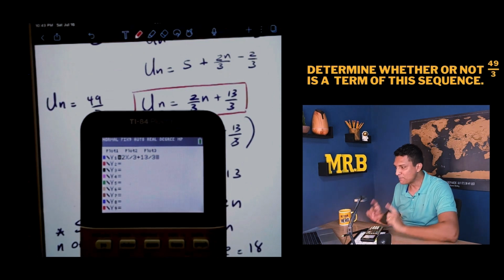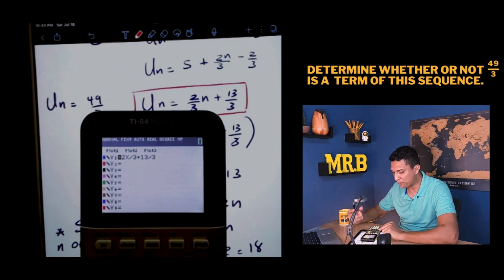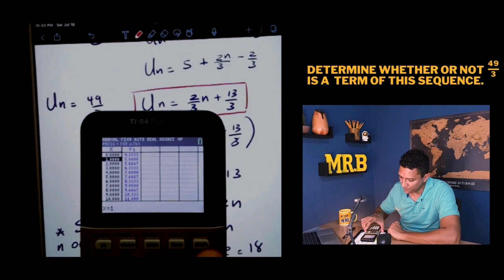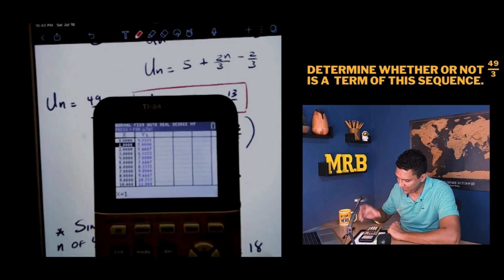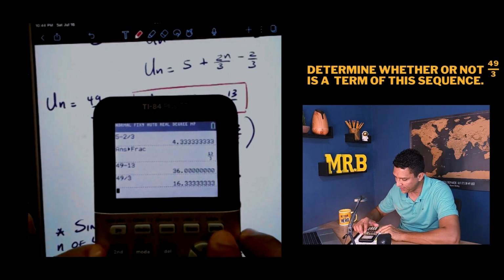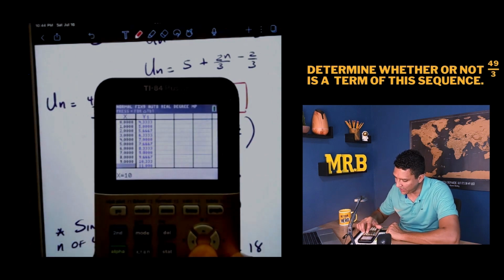And now what I'm going to ask the calculator is to give me the table of all the values. So I'm going to press second table, okay? And here I'm going to scroll down up to 49 thirds. It's in decimals, so let's do something. 49 thirds, that is 16.33, okay? So second table again, and I'm going to scroll down until I find 16.33.